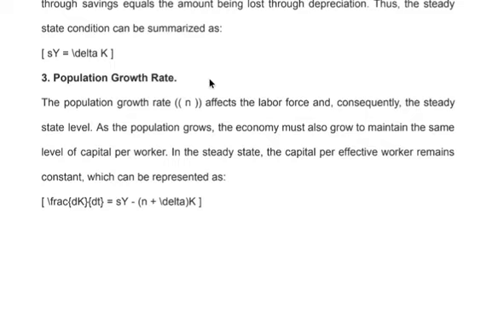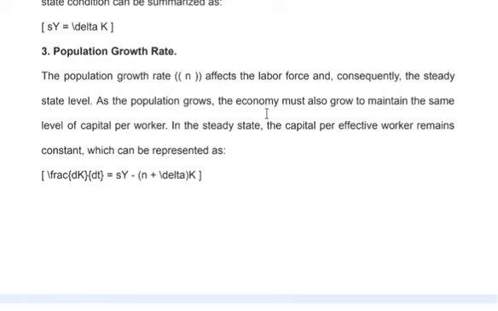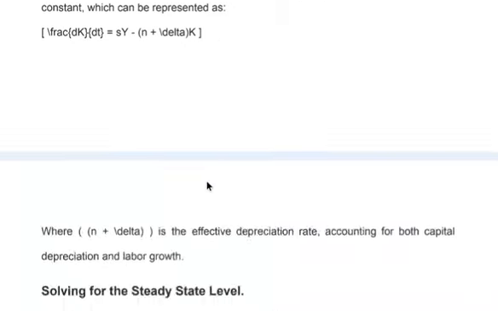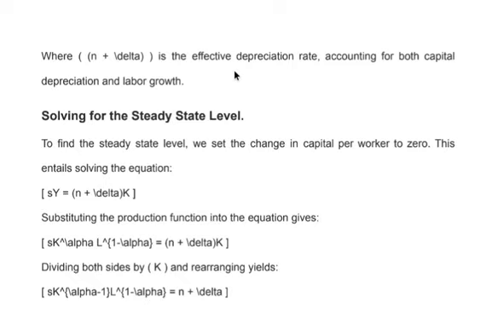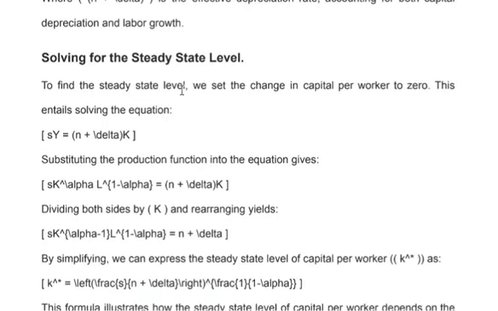3. Population growth rate. The population growth rate, n, affects the labor force and, consequently, the steady-state level. As the population grows, the economy must also grow to maintain the same level of capital per worker. In the steady state, the capital per effective worker remains constant, which can be represented as dk/dt = sy - (n + δ)k, where n + δ is the effective depreciation rate, accounting for both capital depreciation and labor growth.